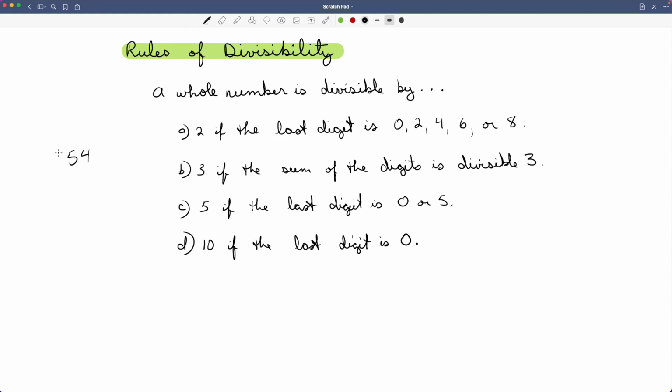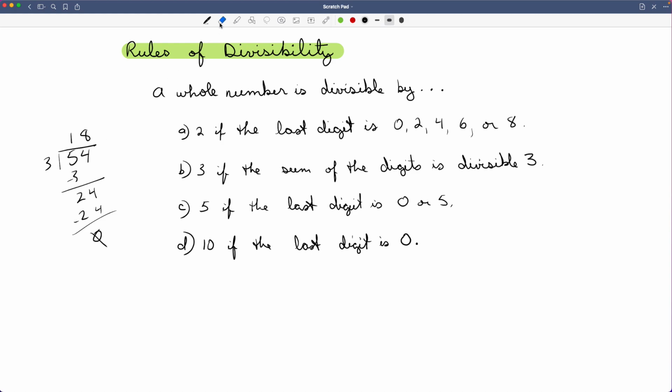So let's try it out. We got 54 divided by 3. 3 goes into 5 once. Subtract 3, we get 2, bring down the 4 to make 24. 3 goes into 24 8 times. 8 times 3 is 24. So yes, no remainder. So 54 is divisible by 3.